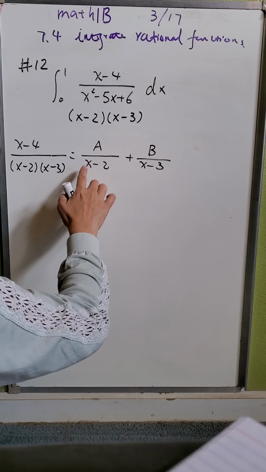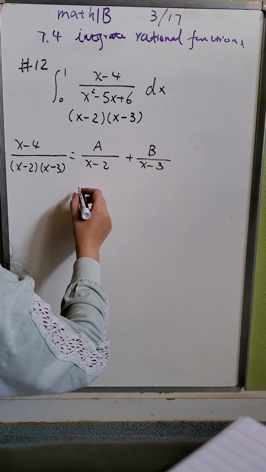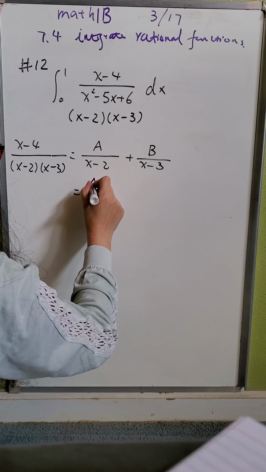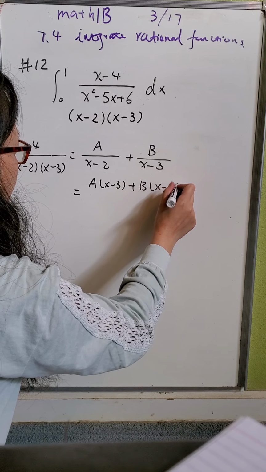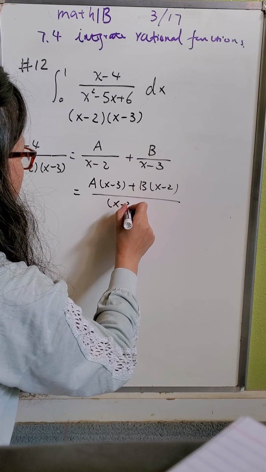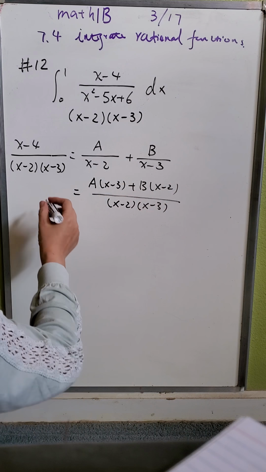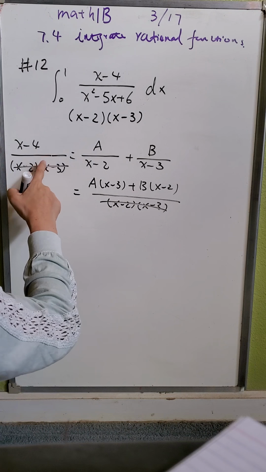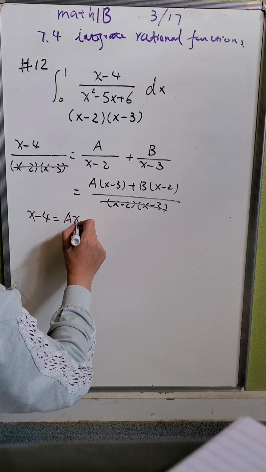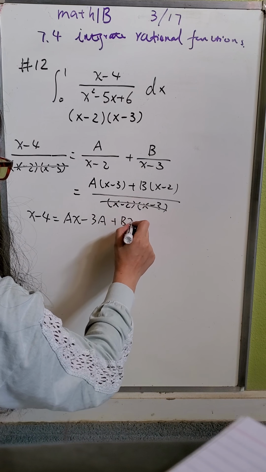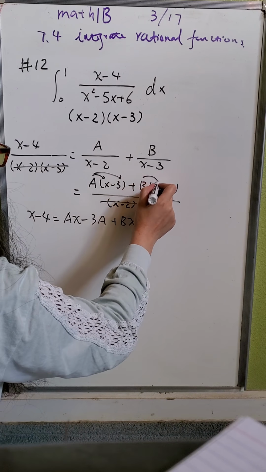Now we're going to find the LCD. This is your LCD, the one before you break it up. That means here you are missing x minus 3, and here you are missing x minus 2. And your LCD is this. Once you get your LCD out and you fix your numerator, these denominators can be gone. You don't need them anymore. So now you just match them: x minus 4 equals A times x minus 3A plus Bx minus 2B. I'll multiply this inside.